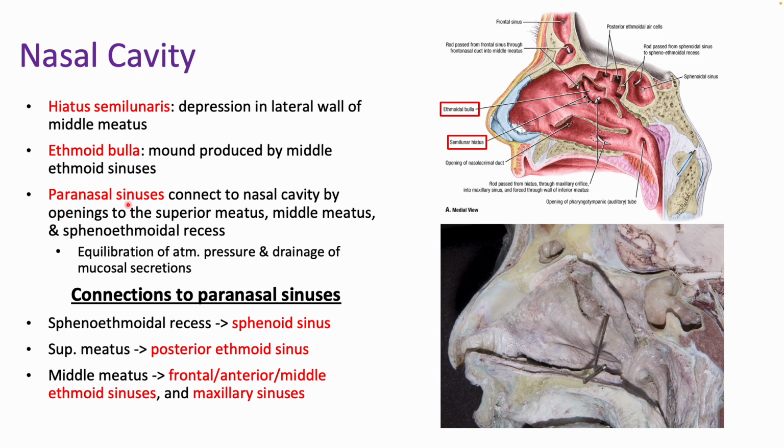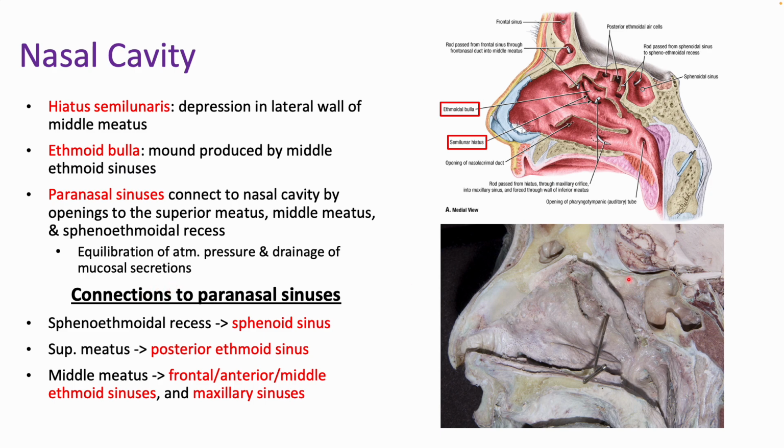This is going to be one of the paranasal sinuses. We have a bunch of paranasal sinuses that connect to the nasal cavity by openings to the superior meatus, middle meatus, and sphenoethmoidal recess. These passageways and openings allow for equilibration of atmospheric pressure as well as drainage of mucosal secretions. You can see these openings where we're going to have the paranasal sinuses, but we'll look at that on the next slide.